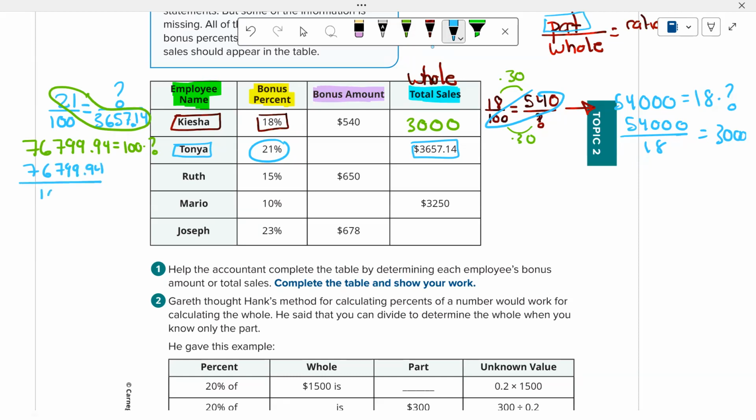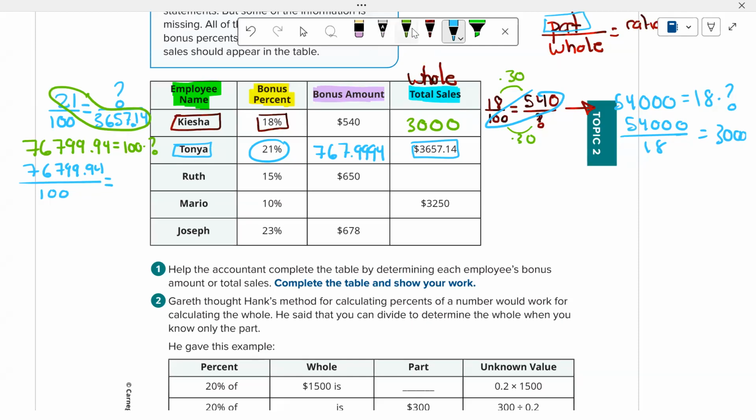76799.94. This is too much. Divide by 100. That's going to be 767. I'm going to write right here. It's too much. 767.9994. I won't write the exact number. Well, they're doing amount, so we do this math. That's actually $668, but we're just going to write this for the sake of the math.